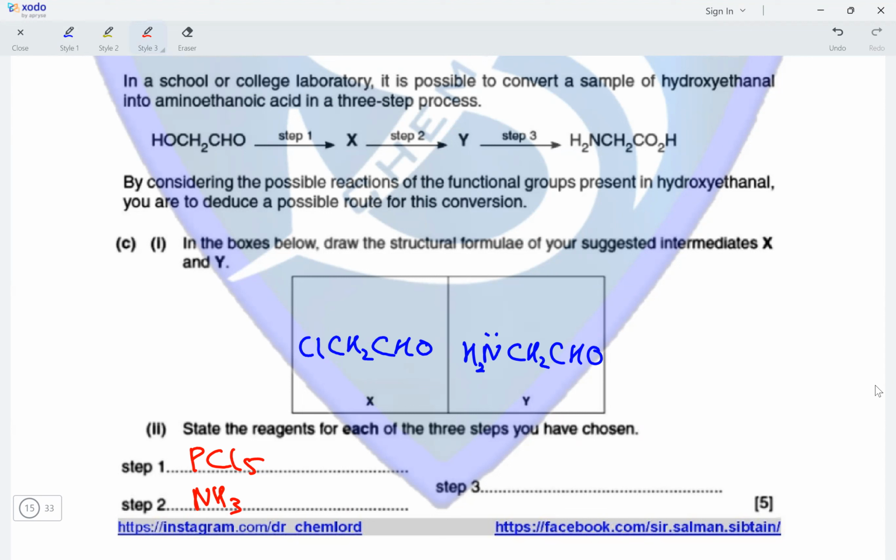And in step 3, we have oxidation taking place. So oxidation of the aldehyde would be carried out in the presence of acidified K2Cr2O7 and heat under reflux, or we can have acidified KMnO4 and heat under reflux. No conditions are required for the reaction with PCl5, but the conditions for the reaction with ammonia would require heating under pressure. But they have not asked for the conditions, they've just asked for the reagent. So step 1 requires PCl5, step 2 requires ammonia, and step 3 requires acidified K2Cr2O7.